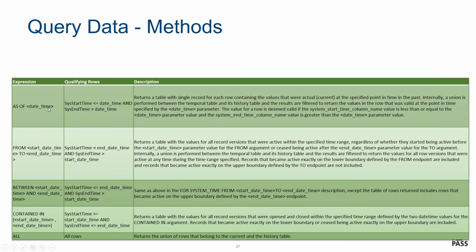So as of will bring the data at that specific point in time for you. If you use from start time to end time, this will show all records versioned in that specific period of time, and between that time and date will bring the historical records. Contained will bring those records that have been closed between that period, right? And all will bring back all records, right?